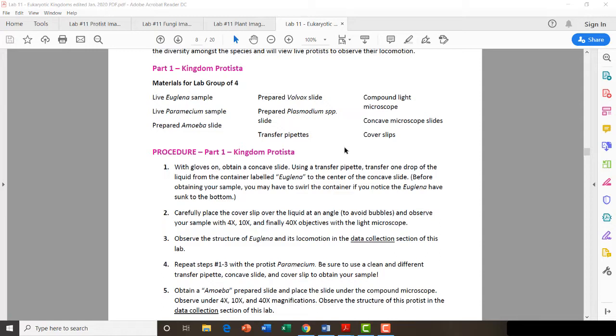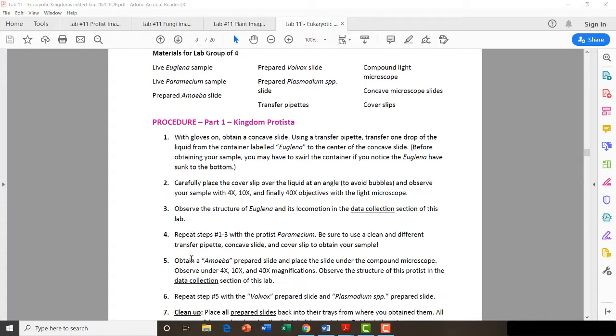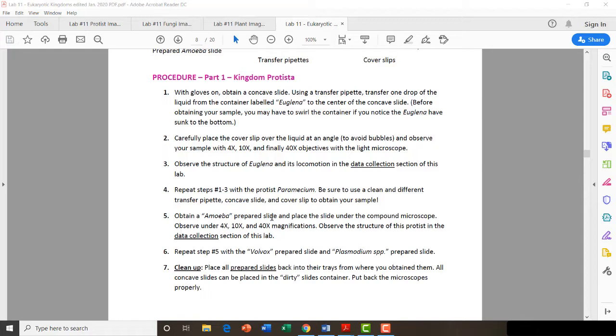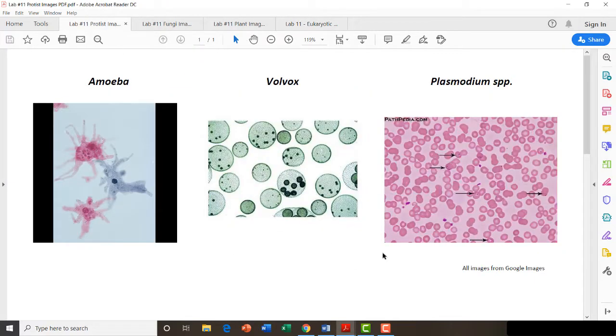Okay, coming back to your protocol now. So we covered the procedures, parts 1, 2, 3, and 4. Part 5 is to look at some prepared slides. So you would have looked at the amoeba, volvox, and plasmodium. So if I come to my protist images, here's an example of what you would have seen under the microscope. Here's the amoeba. You can see these little arms coming off called pseudopodia. Next is the volvox or algae, and you can see how crazy they kind of look. And then lastly is the plasmodium.